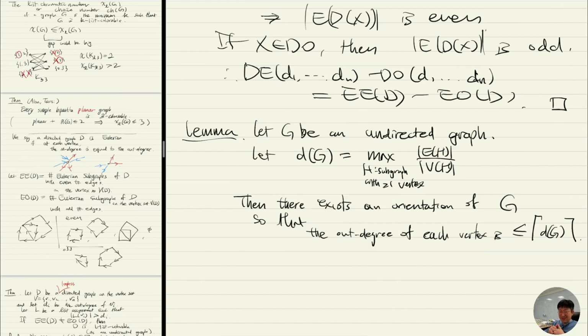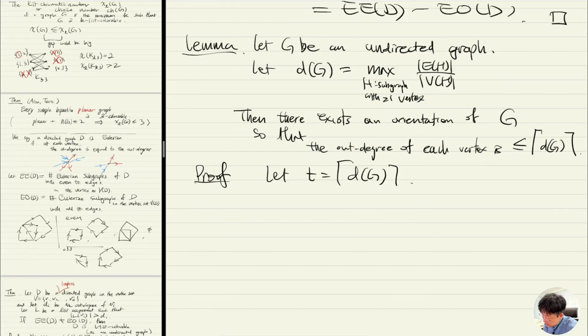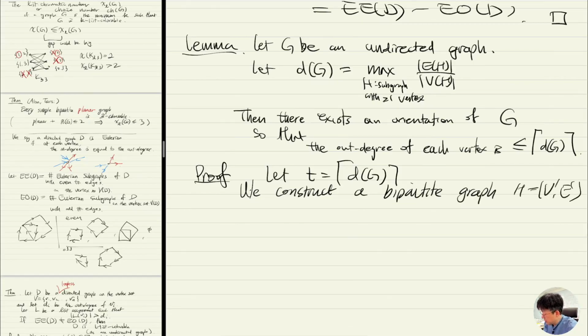But of course, every vertex may have some incoming and some outgoing edges. No, we want to control the number of outgoing edges. So let's say T is the ceiling of D of G. Now what we're going to do is construct a bipartite graph H on V prime, E prime.